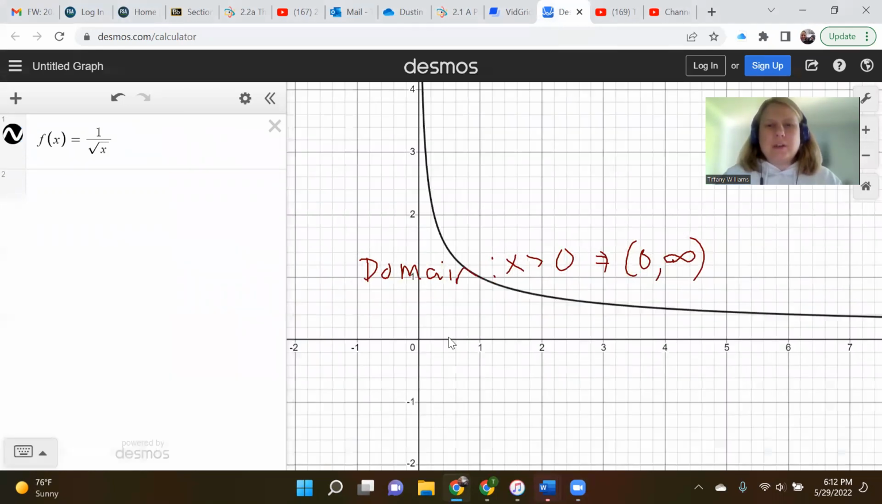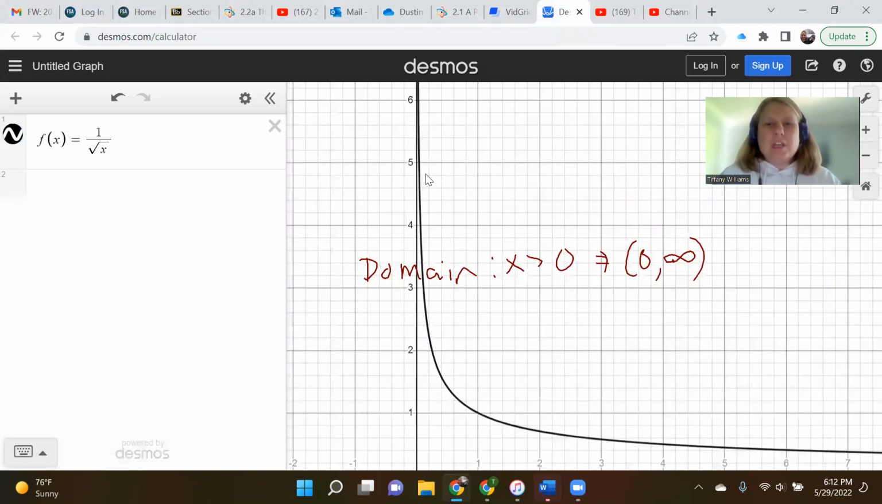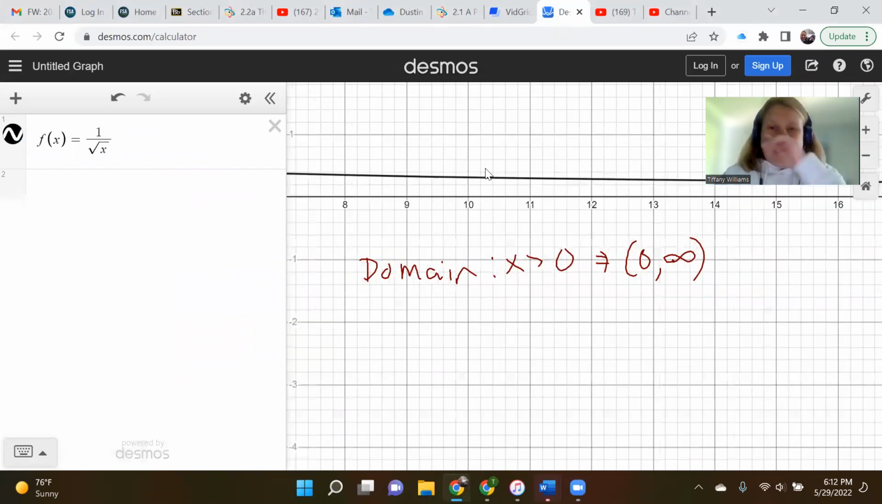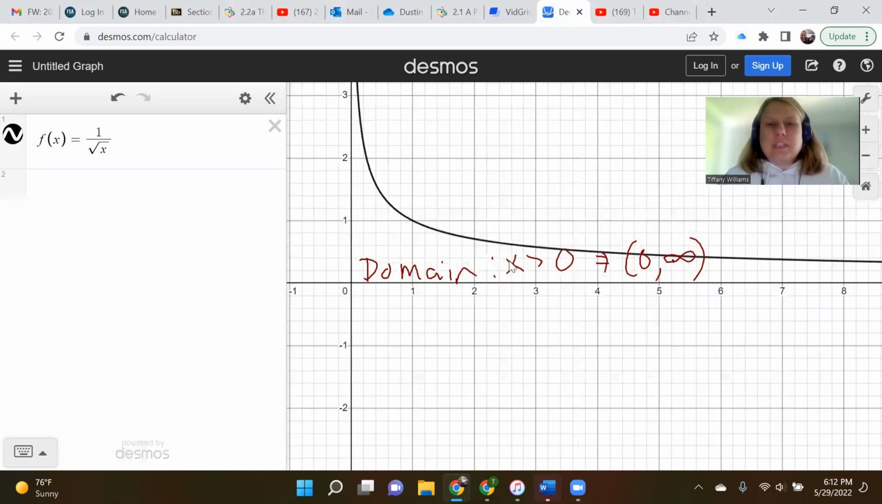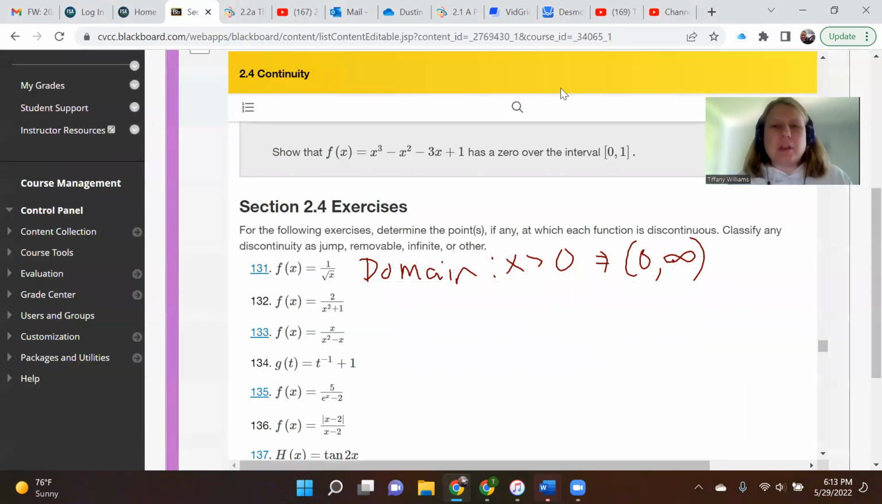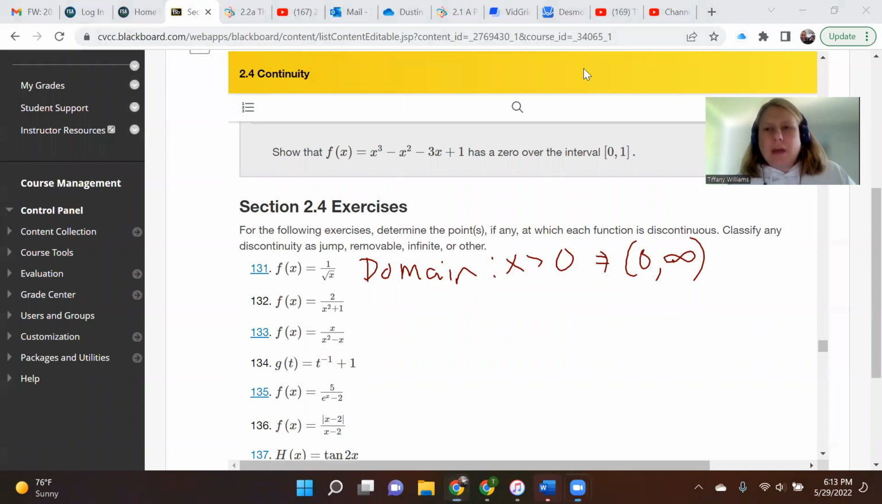So please notice here, I should have cleared my page. This thing is only defined from 0 to infinity. Nothing past 0 is going to exist, and this thing is not going to touch 0. So over the course of this graph, if I was to draw it, I don't have to lift my pencil in a single place to be able to draw this graph. So it is continuous. A little bit harder to say algebraically. All right, so that's 131.